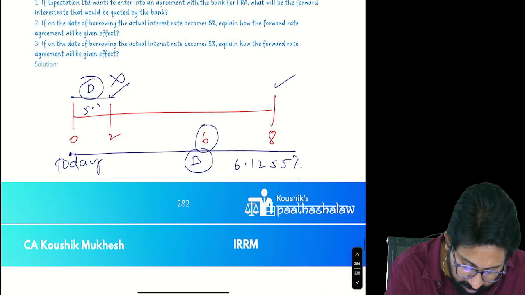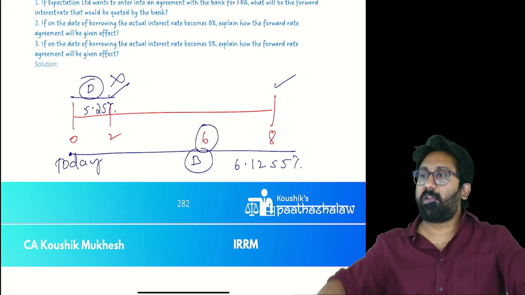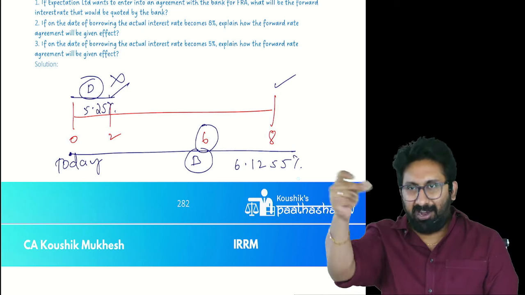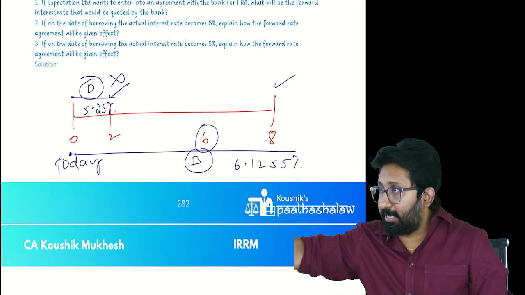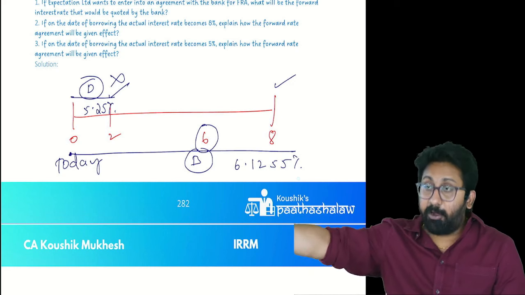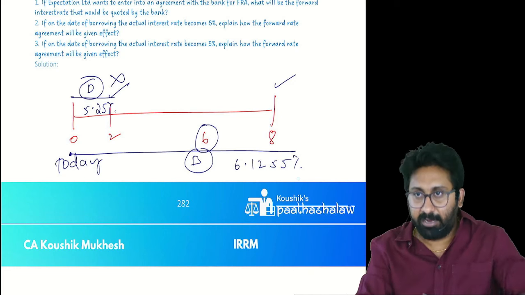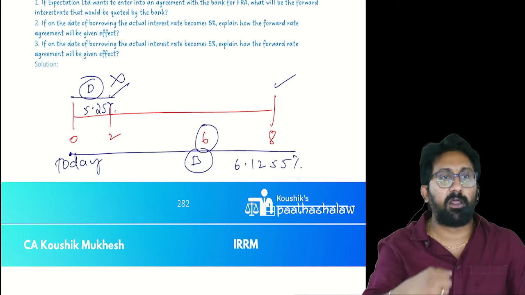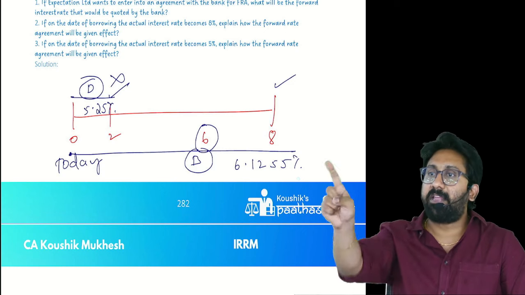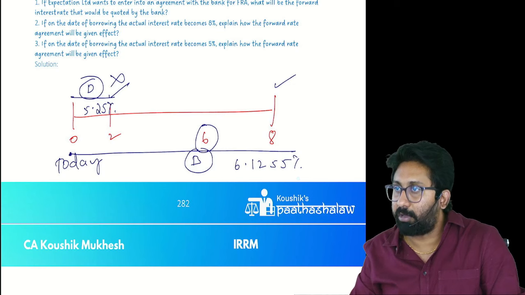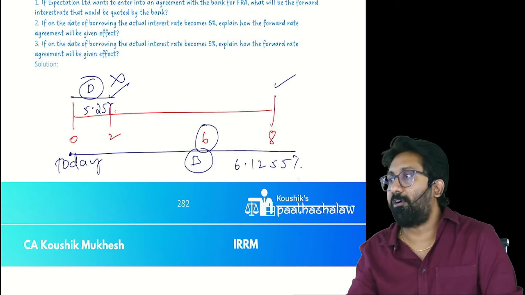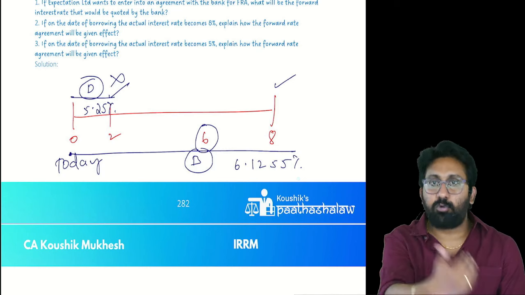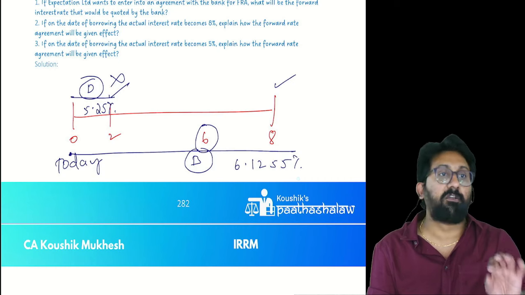How much? 5.25%. So tell me, what is our overall transaction now? Borrow for 8 months at the rate of 6.1255% and deposit at 5.25% for 2 months. The net interest will be the net rate of interest applicable on you. Correct? This is the concept of forward loan. Have you understood the concept clearly? This is how questions will come in the exam with regard to forward loan.